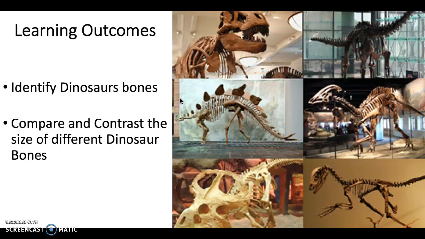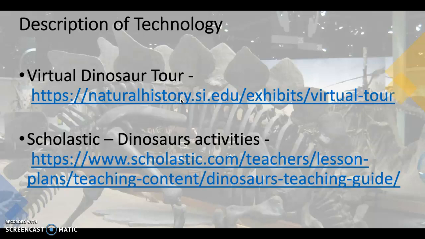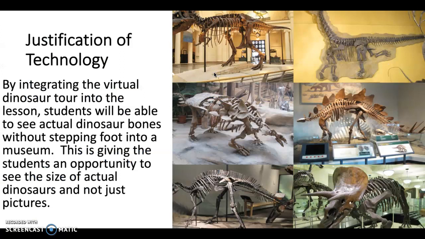The learning outcomes for this lesson would be to identify dinosaur bones and also compare and contrast the size of the different dinosaur bones. The description of the technology used in this class would be the virtual dinosaur tour and the Scholastic dinosaur activities. And the justification of this technology would be that the students would be able to see actual dinosaur bones without stepping foot into a museum. This would give the students an opportunity to see the size of an actual dinosaur and not just from the pictures.